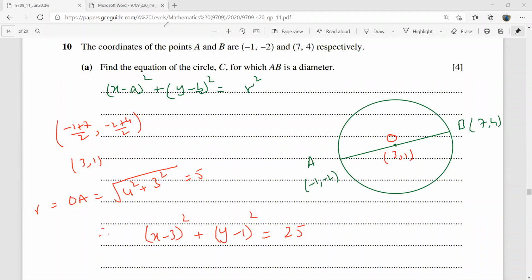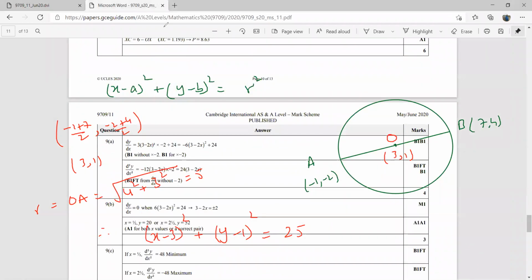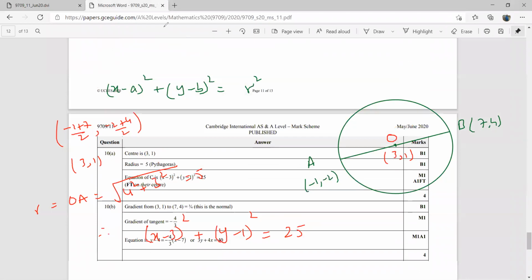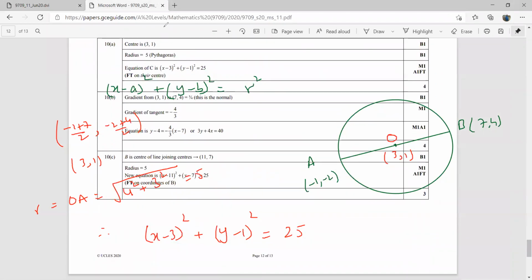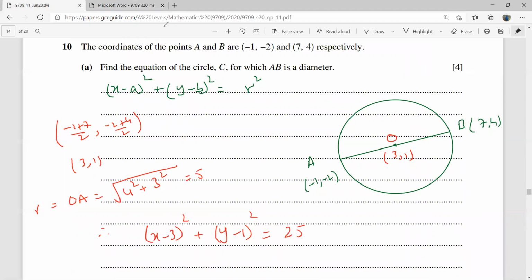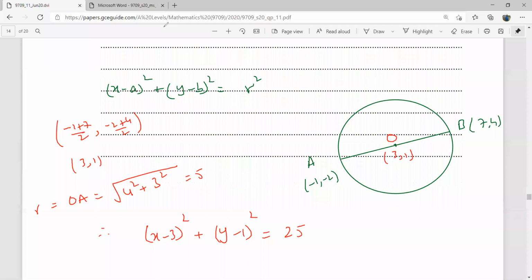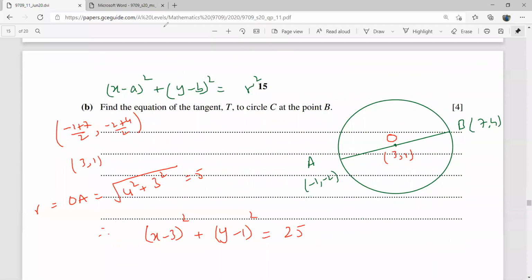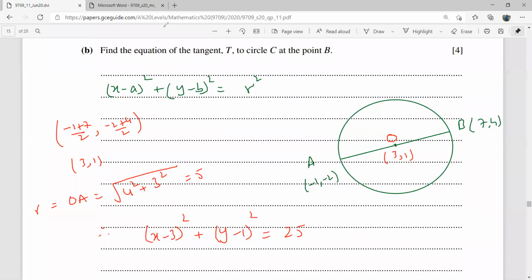Let me check the answer. Question number 10. X minus 3, y minus 1. ठीक है, this is perfectly all right. Okay, now the next part, B part. It says, find the equation of the tangent T to the circle at the point B. Oh, so we have a tangent at the point B. Like this.